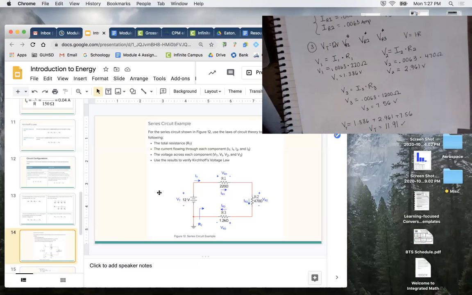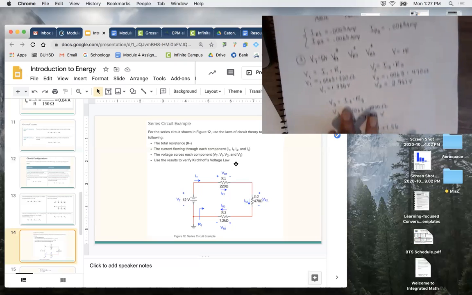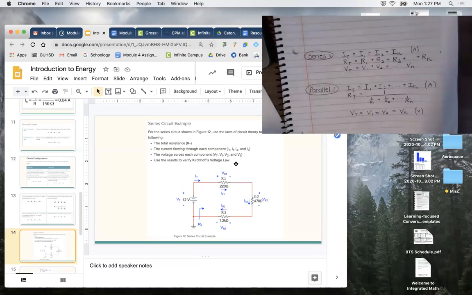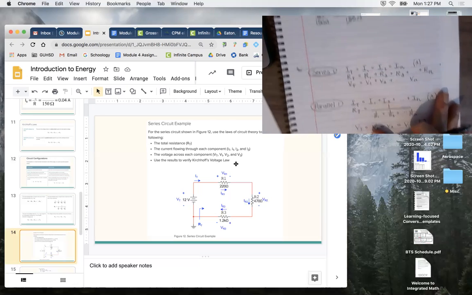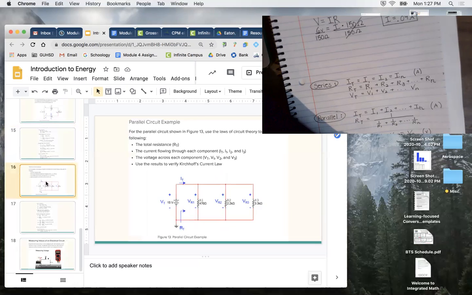Okay, so that is my series example, and you can see that they take quite a bit of time, and that's why you guys are only going to practice probably 1 or 2 of these a day. So there's one more example with the parallel.